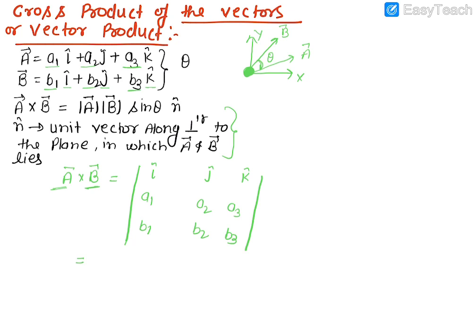Now, how to solve this matrix? We have to write i cap. Now we have to close this whole part as well as this whole part, and then do the multiplication: this a2 b3 and then minus a3 b2.